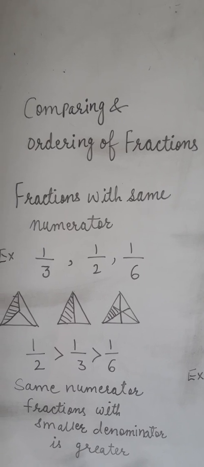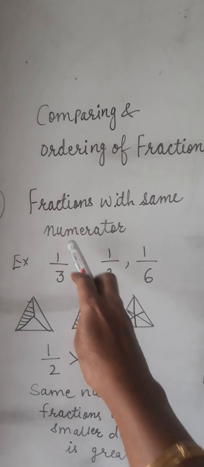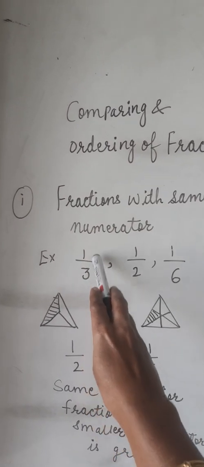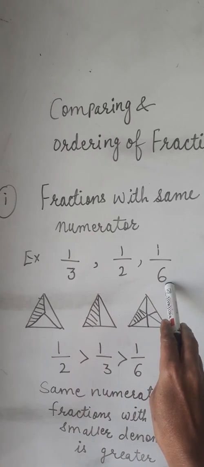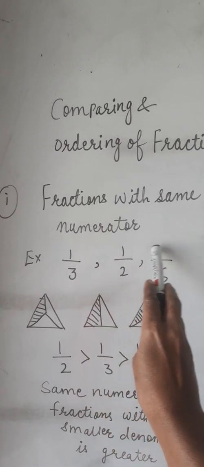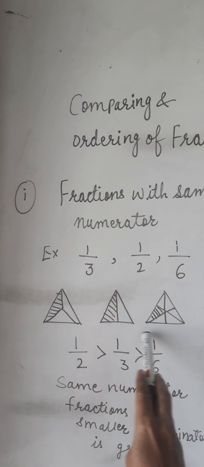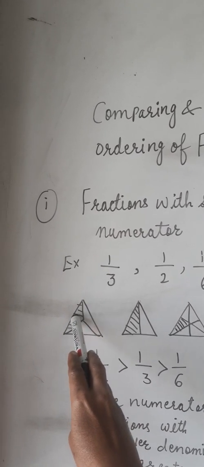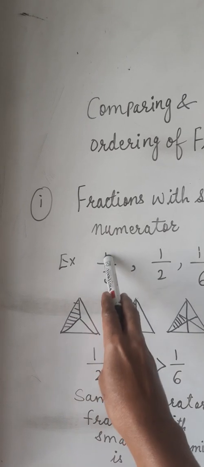In case of fractions, we will see if the numerators are same. Fractions with same numerator. Here on the board I have written 1 upon 3, 1 upon 2, 1 upon 6. In this, the numerator is same. Same I have shown with the figure. Here this triangle we have divided into 3 equal parts. The shaded portion is representing 1 upon 3.